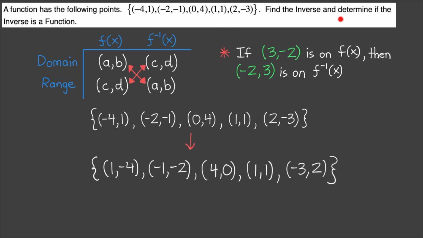Now they want us to determine if the inverse is a function. In order for this to be a function, every x value must have a unique y value, which basically means that you cannot have two of the same x value to be a function. So let's take a look at our points here. Do you see any points that have the same x value? Yes, hopefully you saw there are two of them. So this one and this one have the same x value. Because these 2 points have the same x value, this is not a function.